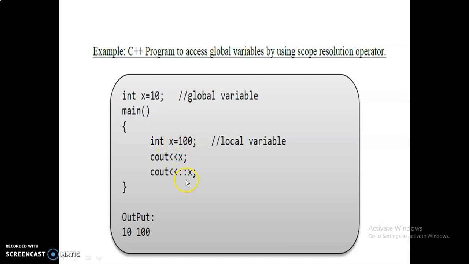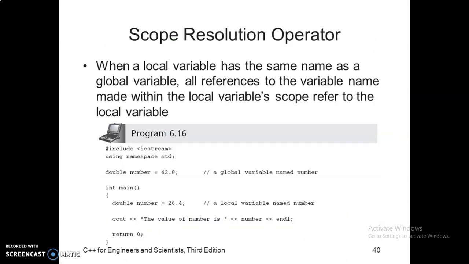value 100. To differentiate between the local variable and the global variable, the scope resolution operator is used here. In the second output statement, cout scope resolution x, this statement returns the value of the global variable, that means the value 10. So this is the difference. This is the use of the scope resolution operator. Once again, the definition: when a local variable has the same name as a global variable, all references to the variable name made within the local variable scope refer to the local variable. This scope resolution operator allows access to the global version of the variable.